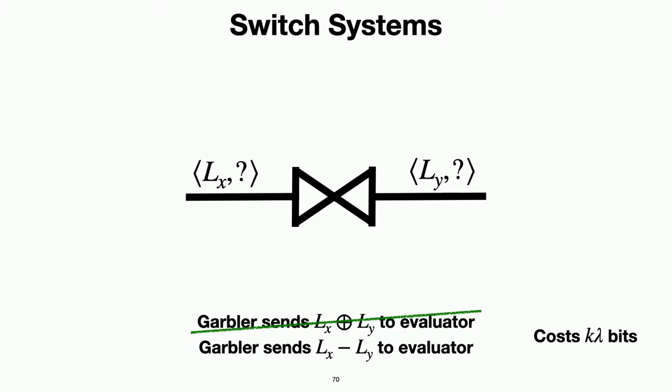Really the only thing we have to do to make this work is say that, for these join gates, rather than sending the XOR difference of two labels, we just send the arithmetic difference between them. That's really the only difference in the garbling. And the cost goes up. If these are mod 2 to the k, this costs k by lambda bits. So the join gate is bigger because the labels are bigger.